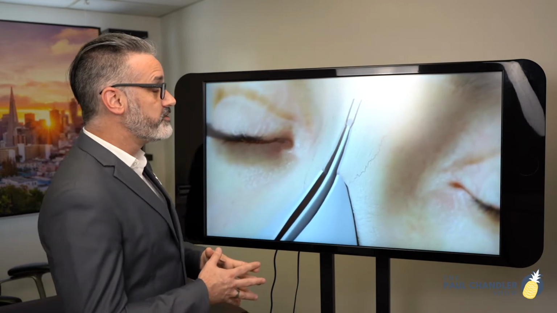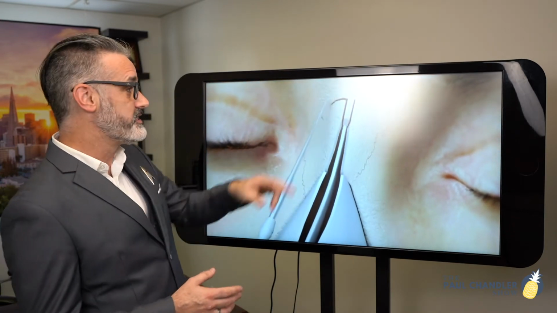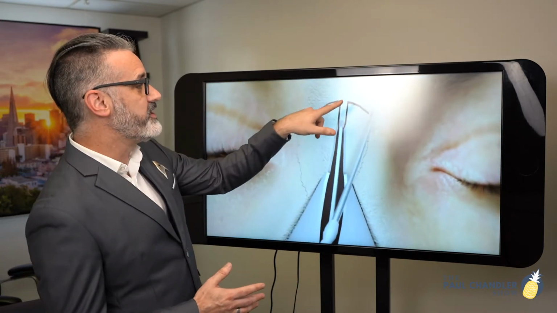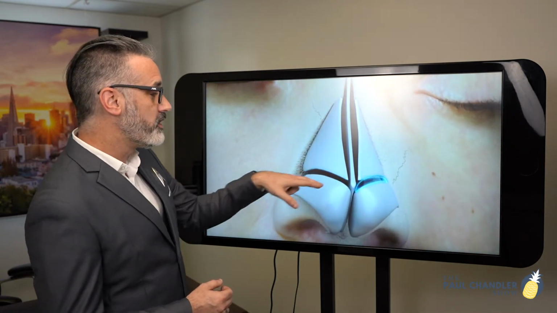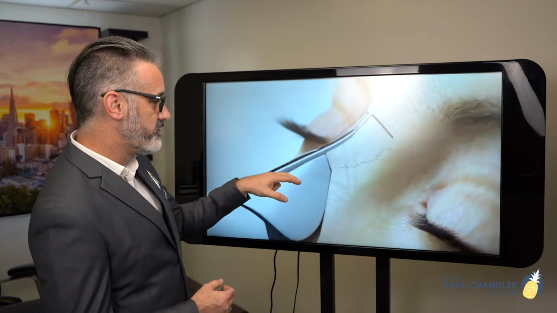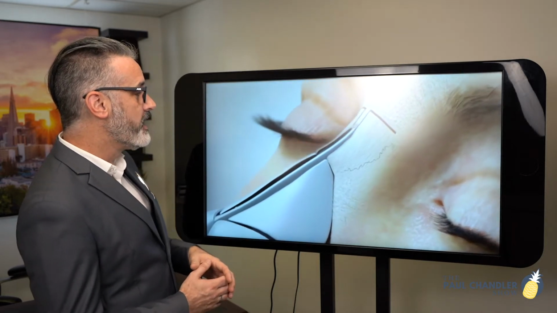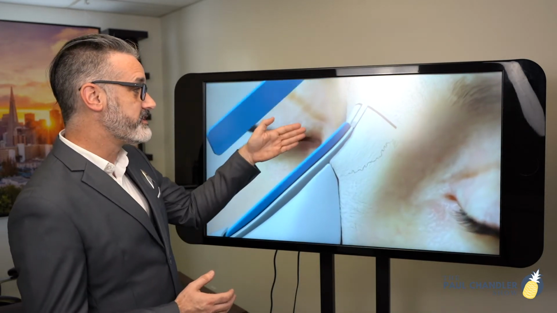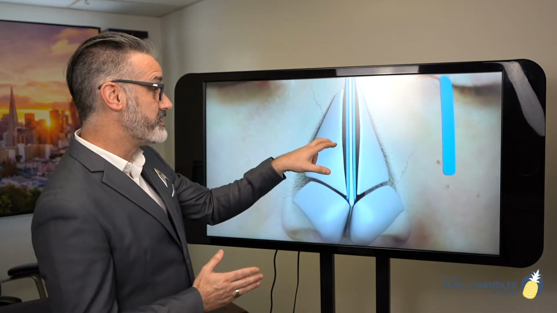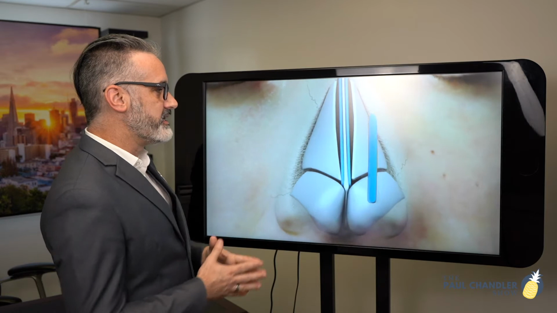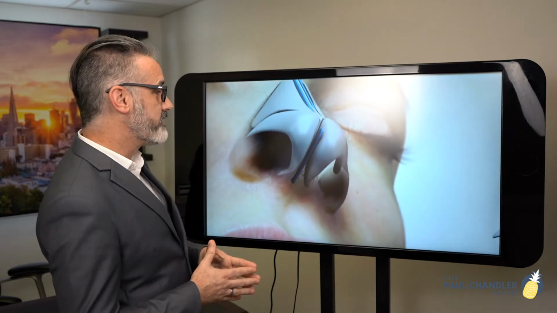Then the doctor will make 2 vertical incisions in the bone just above the top of the cartilage, and then 2 horizontal incisions in the bone portion as well. The lower part of the cartilage, they'll shave that away. And then we have the grafts that are going to be done on the left and right side of the septum, so that way it will place it in a more vertical straight line position.